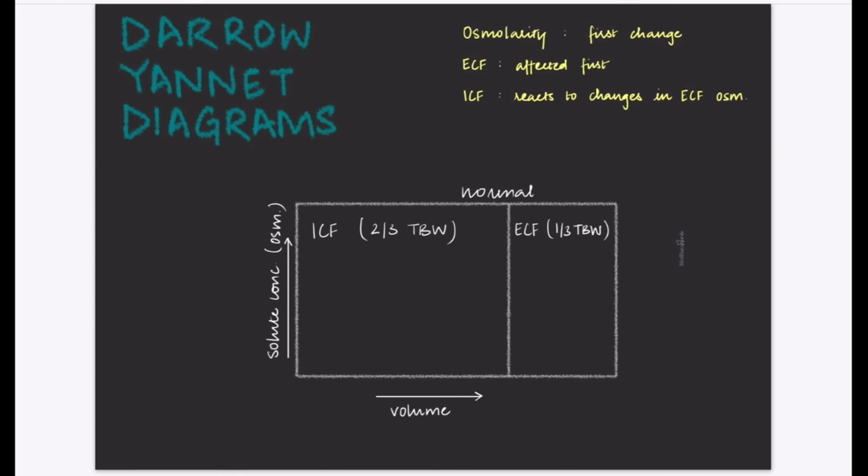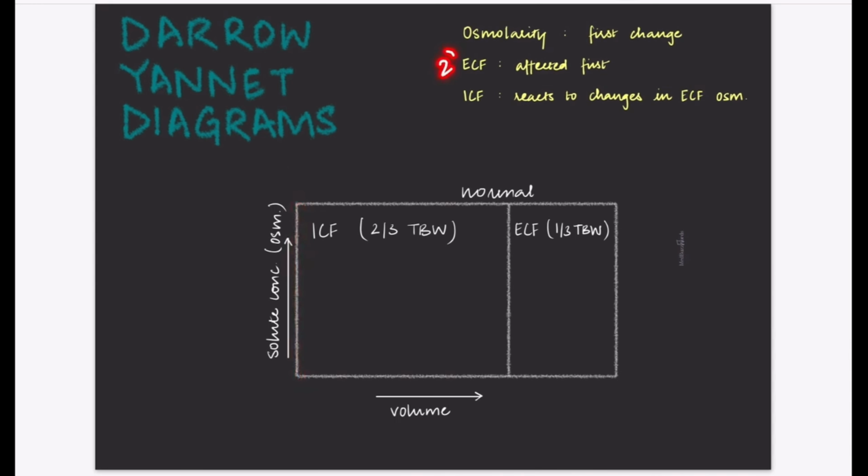The first rule is that osmolarity is the first change. That means this height, the y-axis, is the thing that is going to change the first. The height may increase on hypertonic, decrease on hypotonic, and remain the same when it's isotonic.